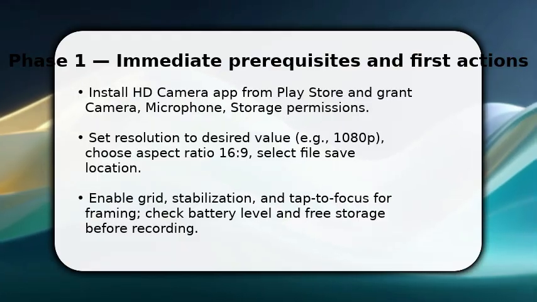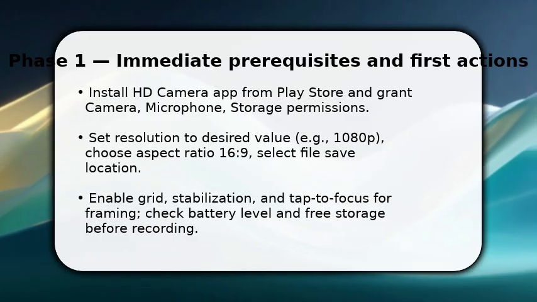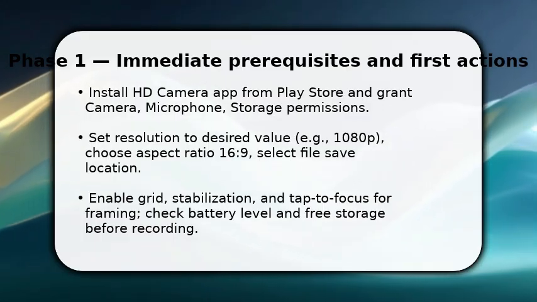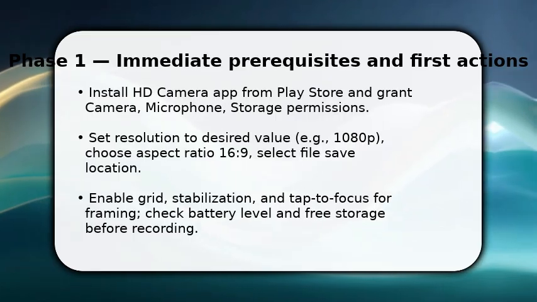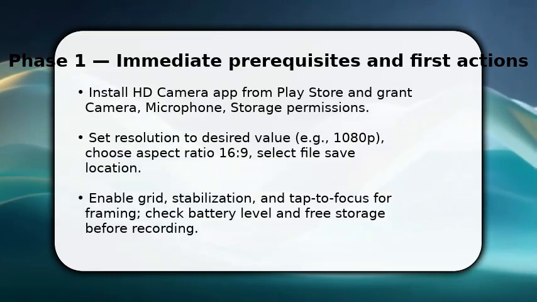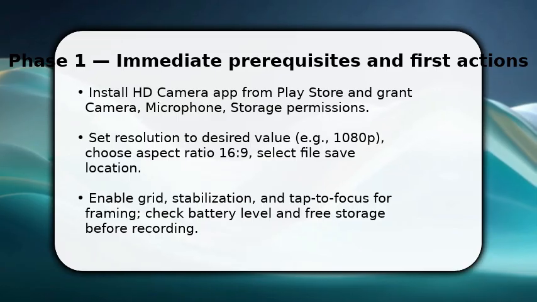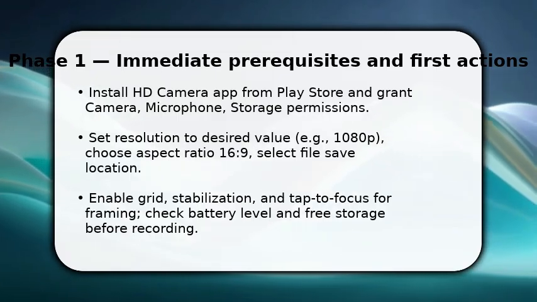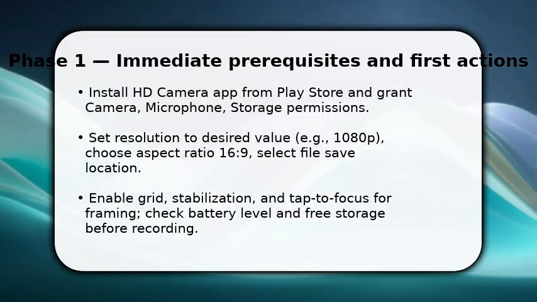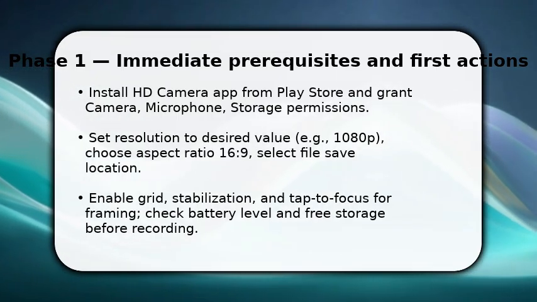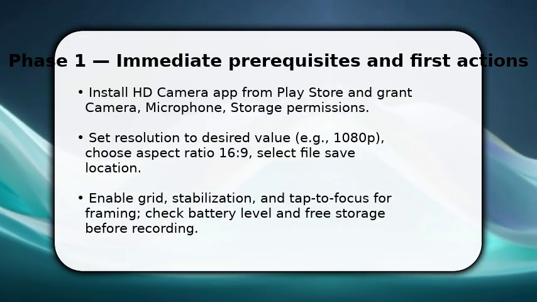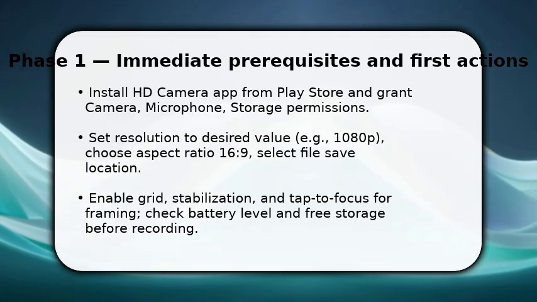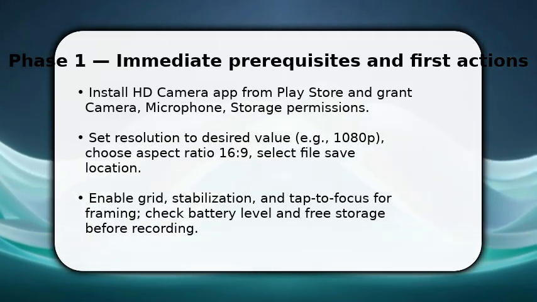You start by installing the HD camera app and granting camera, mic, and storage access so it can save footage. This is essential. Once done, open Settings and set resolution. Pick 1080p for balance of quality and file size, then choose 16:9 for widescreen. Make sure grid and stabilization are enabled to steady framing, and use tap to focus to lock exposure on your subject. These first steps prevent common issues later on.